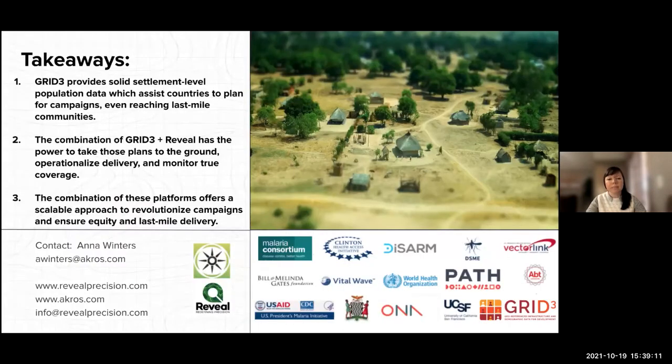Next slide. So a couple of takeaways. First of all, the Grid 3 product has provided a solid settlement level population data. It's exciting to see how this is scaled and has really added power to reaching these last mile communities. We're excited to also look further at how this can be scaled in combination with Reveal in order to take these plans to the ground to operationalize the delivery and to monitor true coverage.